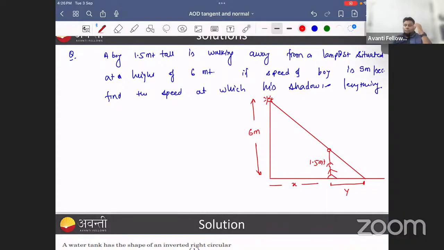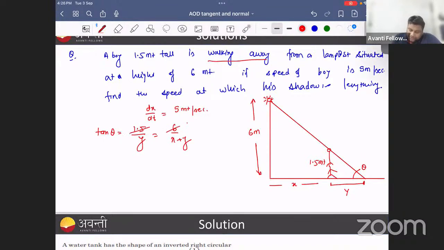Now, information given to me is that the boy is walking away from the lamp post at a speed of 5 meter per second. That means dx by dt is increasing at a rate of 5 meter per second. Am I correct? Now, let us assume this angle is theta. So tan theta is, in the small triangle, 1.5 upon y. In the large triangle, it is 6 upon x plus y. Am I correct?